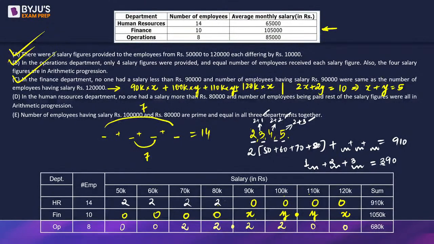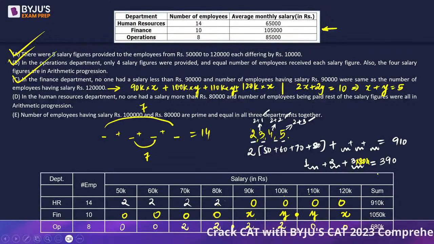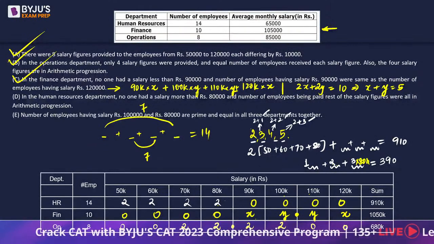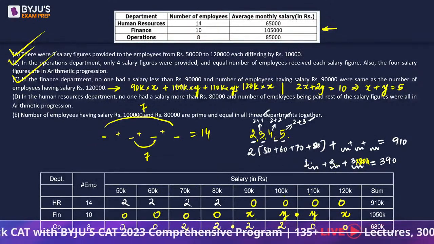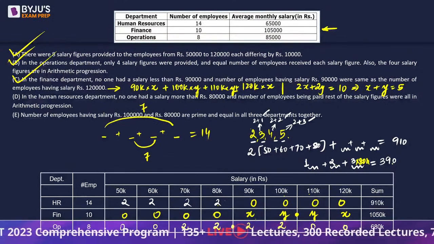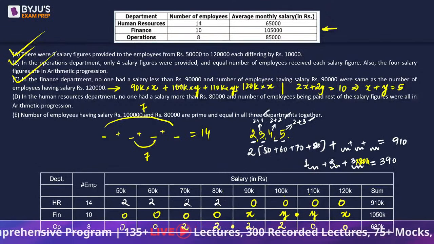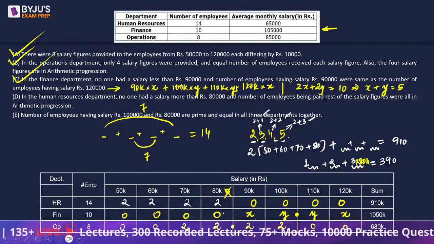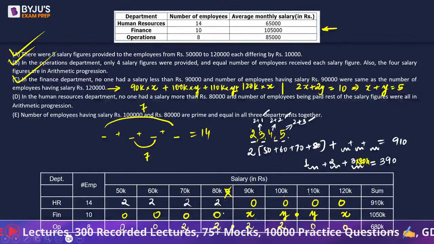Hold on. Let's restart. See, 80,000 is the largest value. So if I take 80,000 here, I will have 240,000. So that means I need another 150. For 150, any combination will not work, right? 50 into 2 plus 60 is 160. 160 plus 240 is not 390. So 80,000 cannot take 5. As in, there cannot be 5 employees who take up 80,000. Okay.